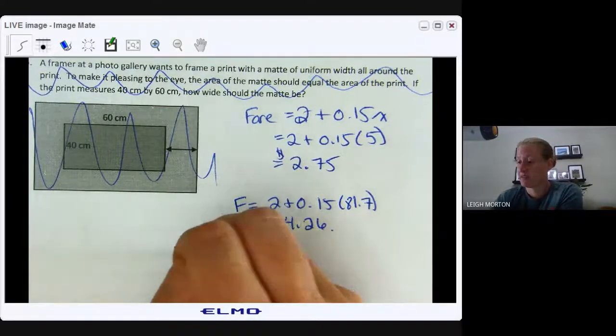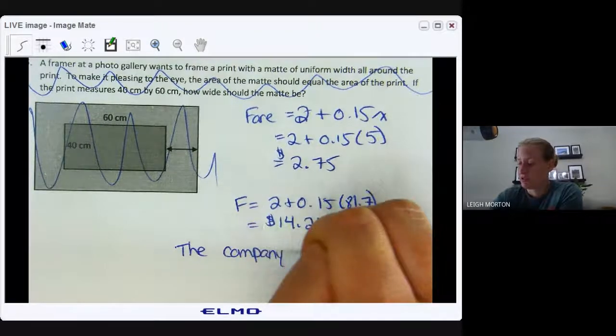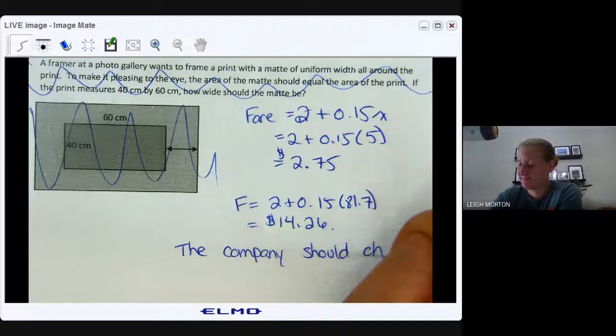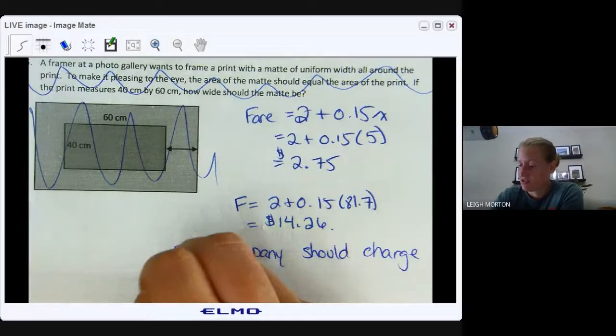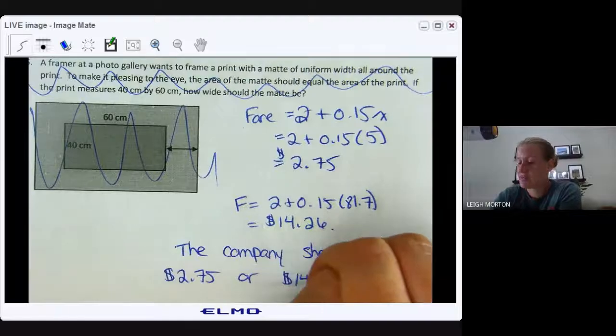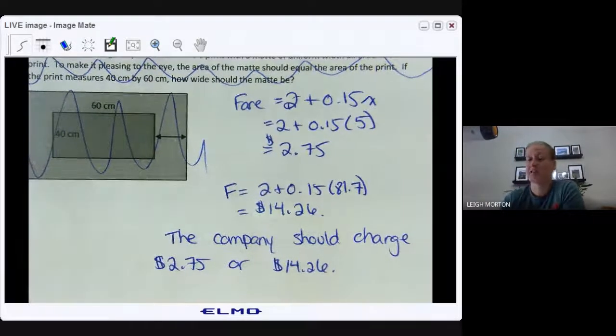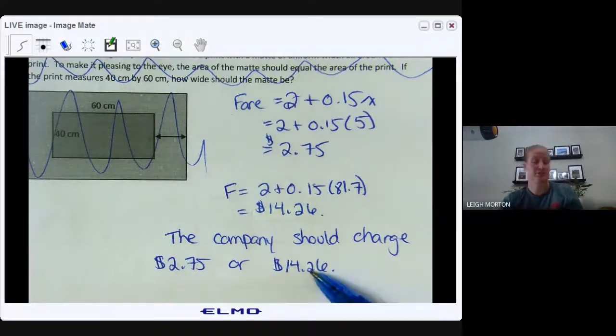So the company should charge $2.75 or $14.26. I have a feeling they lean towards $2.75, but that's an option as well.